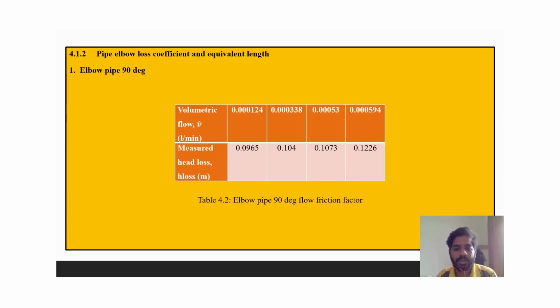Okay, now let us see the pipe elbow loss coefficient and its equivalent length. This is the result for table 4.2. As you can see, it's an elbow pipe for 90 degrees, and the volumetric flow in liters per minute shows an increase over time, and the measured head loss can also be seen to increase as well.